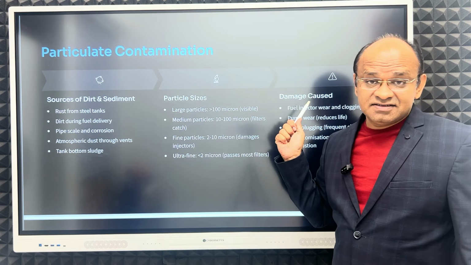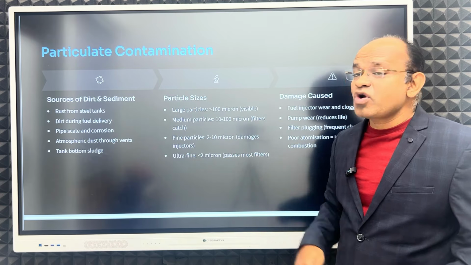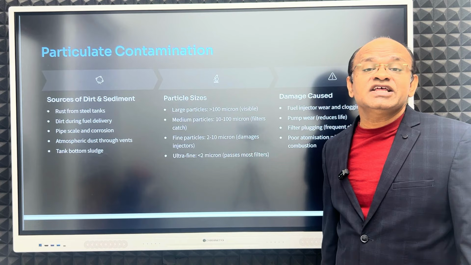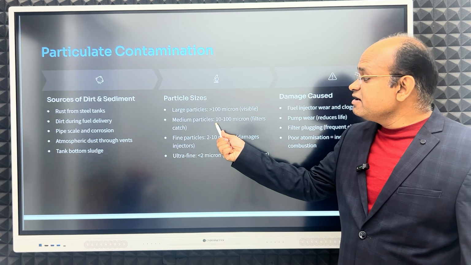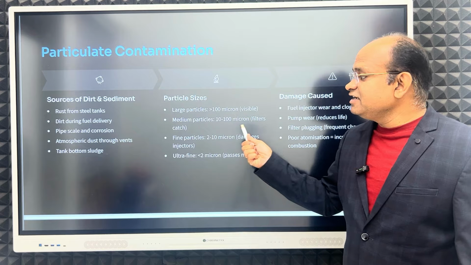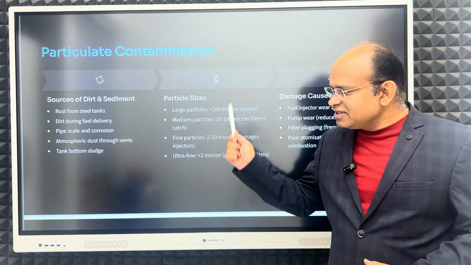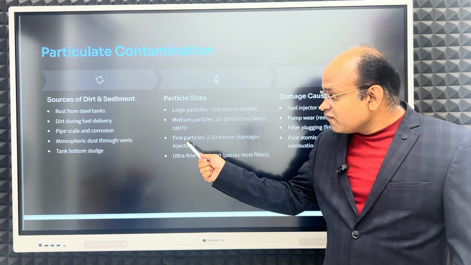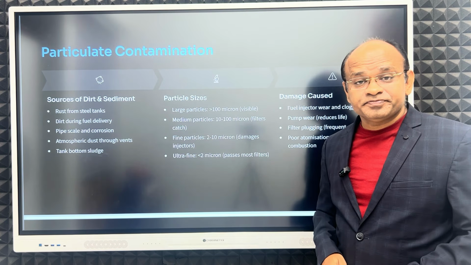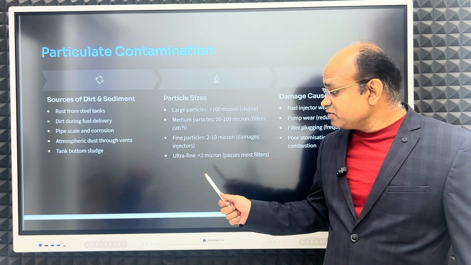Particle sizes. What are the sizes? Large particles, more than 100 micron. Those are visible, like in water we see the particulate. Medium particles, that is 10 to 100 microns, filters catch. Filters can catch this. So up till this it is easy. Now fine particles, 2 to 10 micron, it can damage injectors. This is very much important.